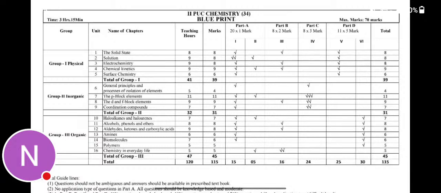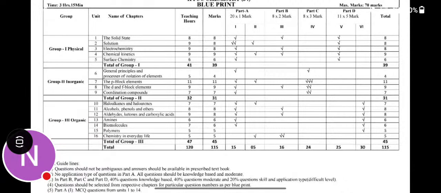Next, the 13th chapter, that is amines. 6 hours is the teaching hours for this chapter. 6 marks is allotted for this chapter, in which 1 question is for first main, 1 mark, part A. 1 question is for part D, sixth main, 5 marks. So totally 6 marks is for the amines chapter.